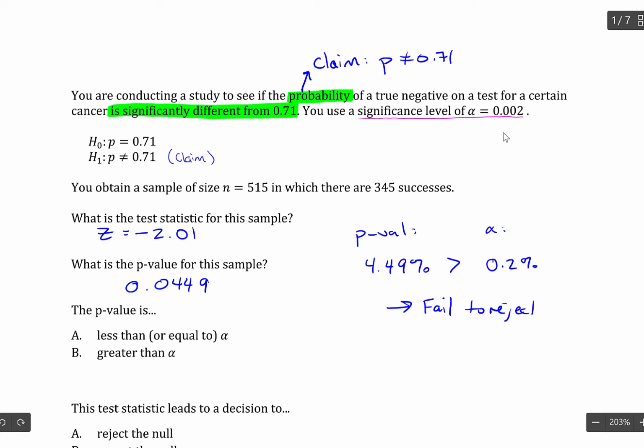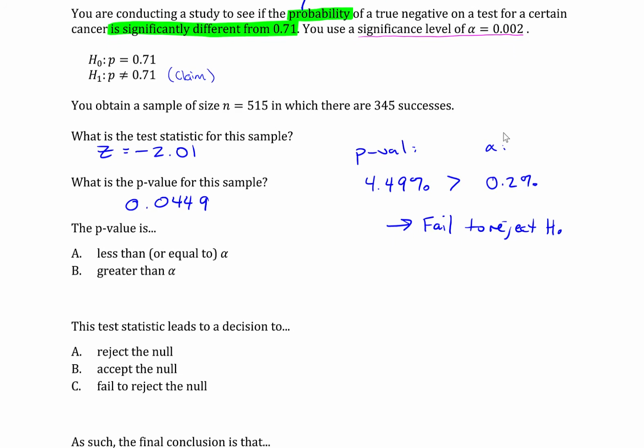So I'm going to write that here, but that actually gives me the answer to the next couple of questions here. We decided the p-value was greater than alpha, so we'll check that.